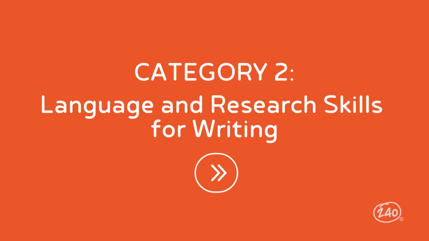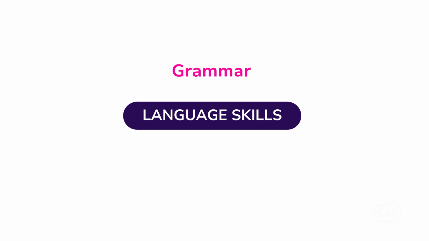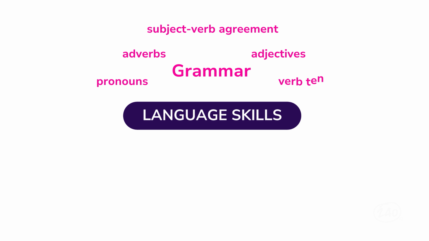Let's move on to Category 2. The language and research skills for writing is where the majority of your selected response questions will come from. Expect to see between 28 and 34. Language skills accounts for the bulk of this category. You'll correct errors in sentences regarding grammar, including adjectives, adverbs, and all kinds of pronoun topics like pronoun antecedent agreement, to name one, subject-verb agreement, and verb tense.